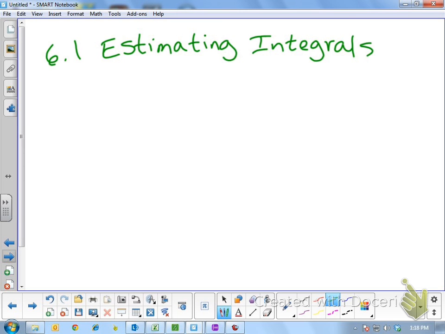Still 6.1. Yep, still 6.1. I'm doing it in a little different order. Sometimes I feel like the book puts too much in one section and we need some extra time on a section.